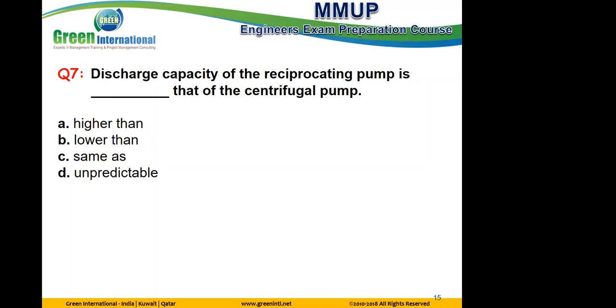B. Lower. Yes, higher than that of centrifugal. Lower. High head. Lower. Higher. A. Lower. Centrifugal, higher discharge, low head. Positive displacement, high head, but low discharge. This information is important, please note it.